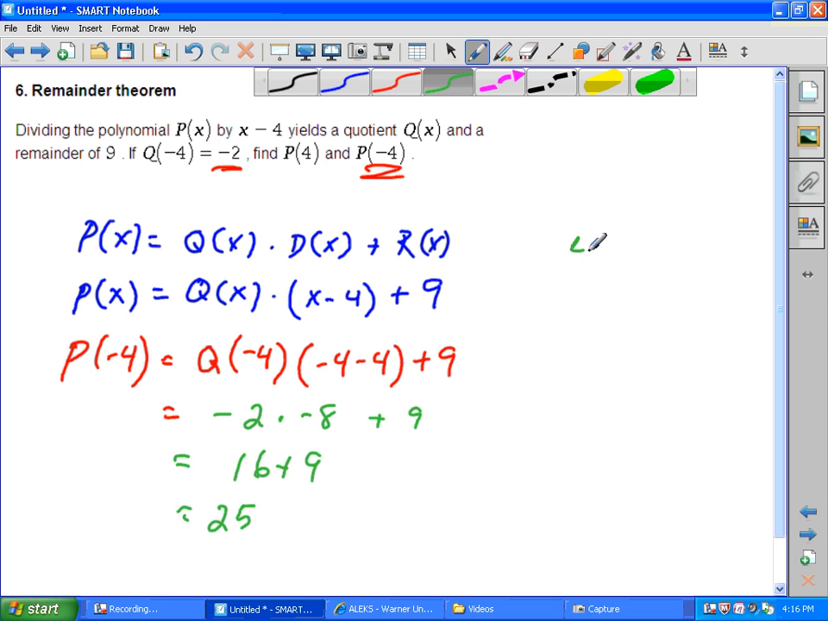So 4 comma 9 would be a point on that polynomial, not that they ask you for that, and negative 4 comma 25 would be a point on that polynomial, on its graph.